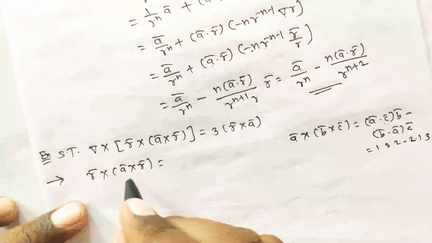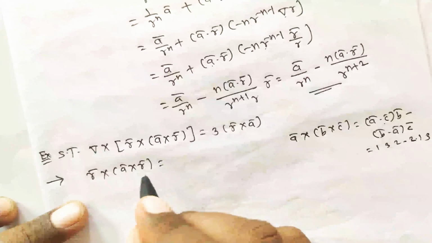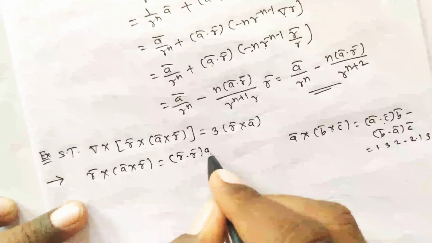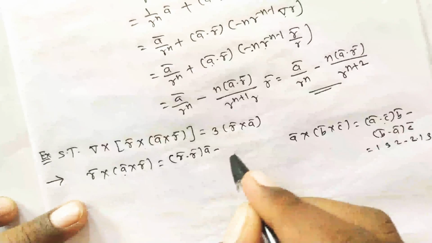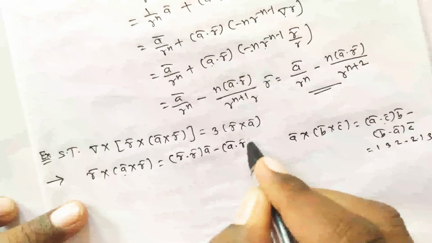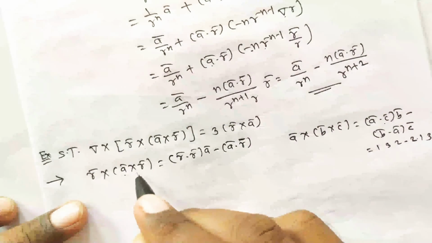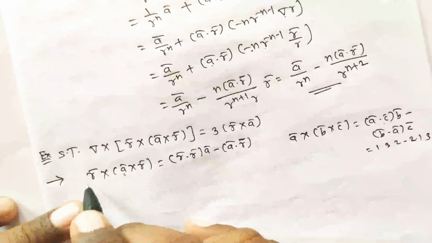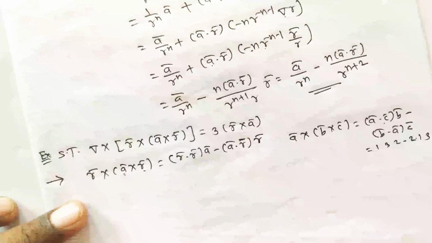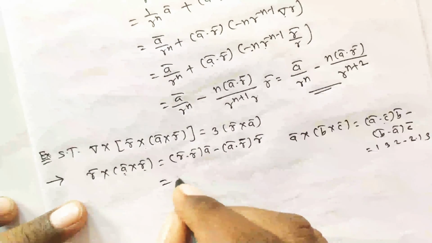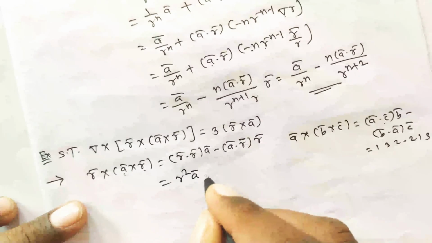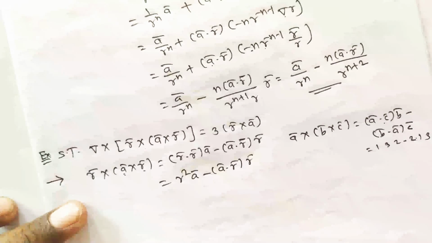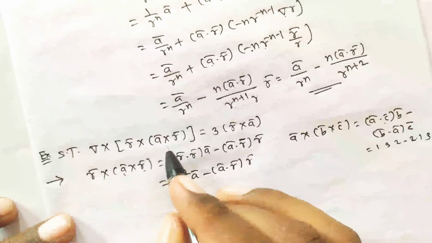So r bar cross a bar cross r bar can be written as 1 3 2, that is r bar dot r bar into a bar, minus 2 1 3, that is a bar dot r bar into r bar. So we know that r bar dot r bar is r square, into a bar minus a bar dot r bar into r bar. So this is the value of this square bracket, that is r bar cross a bar cross r bar.